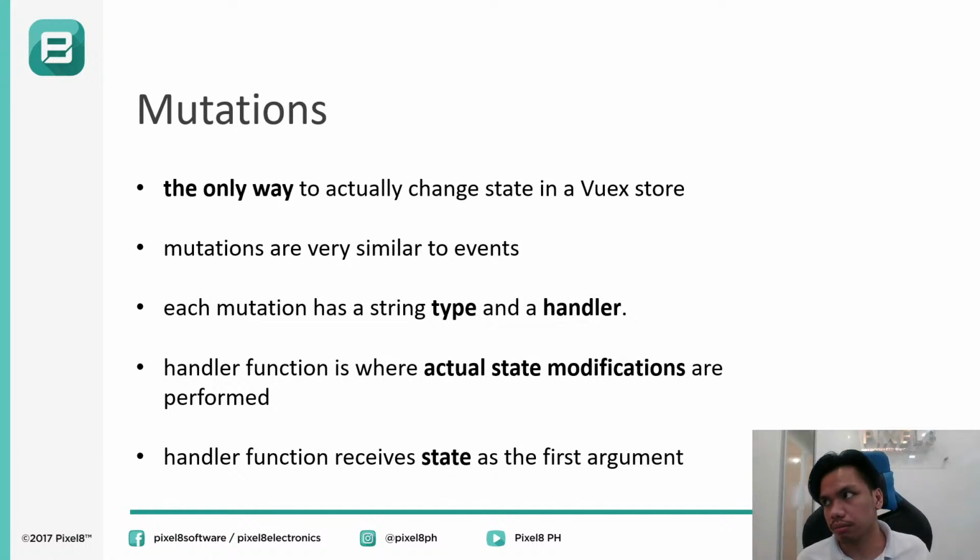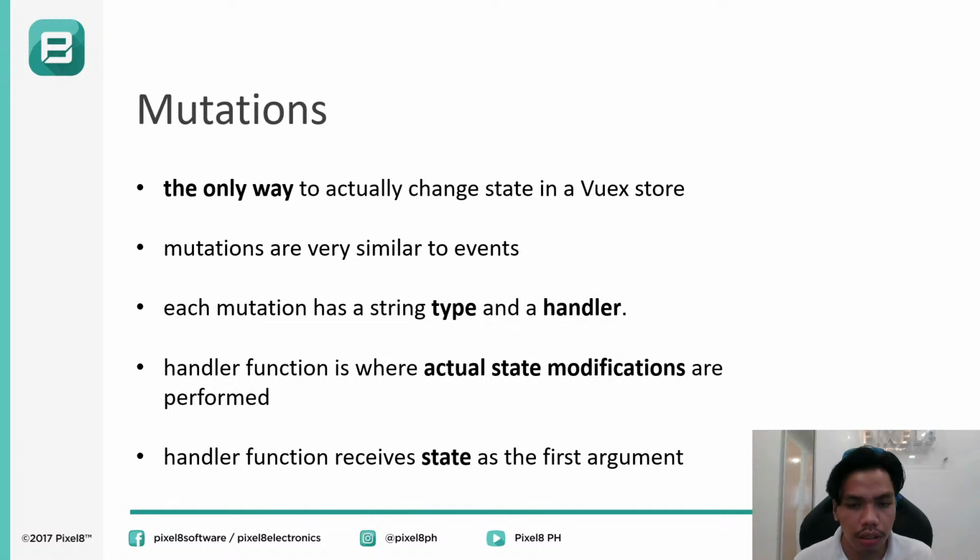Let's say at parse message, for example, which is the one we created earlier. That is an event as well. Each mutation has a string type and a handler, meaning for the mutation you have a type of mutation and then its handler. The handler function is where the actual state modifications are performed, and the handler function receives the state as its first argument. Later on we're going to demonstrate how mutations actually work and what these two last lines mean, wherein the actual state modifications are performed.